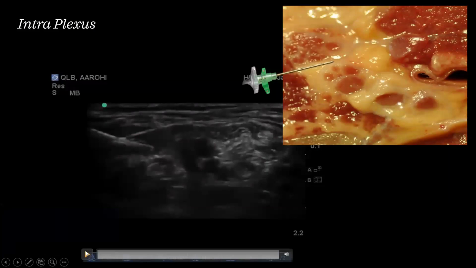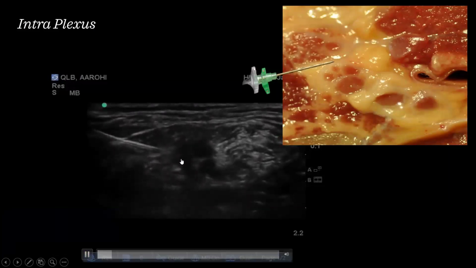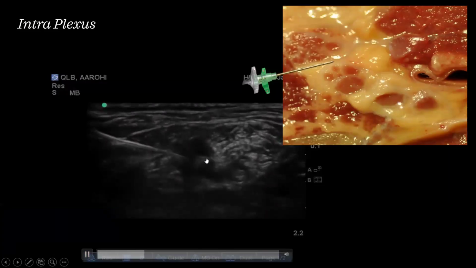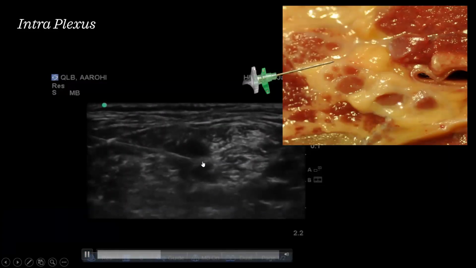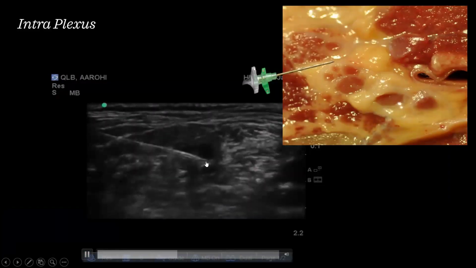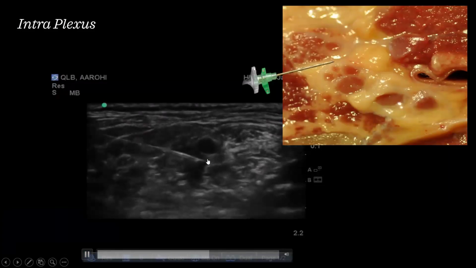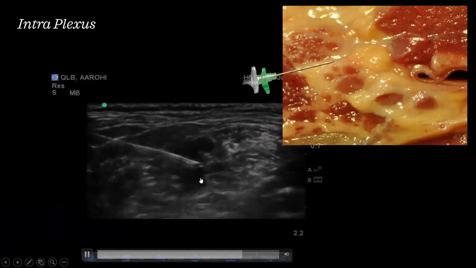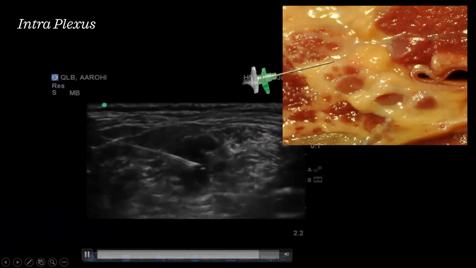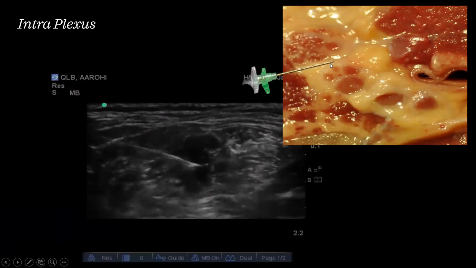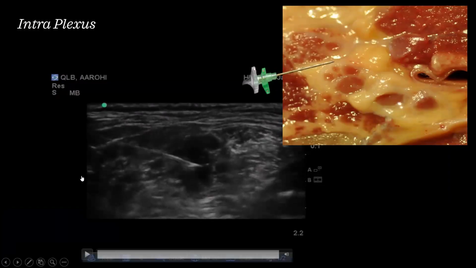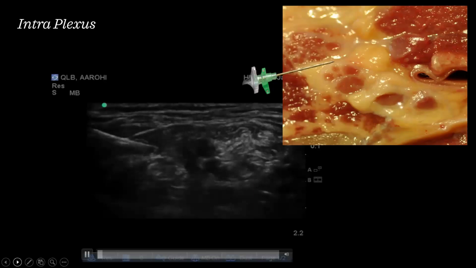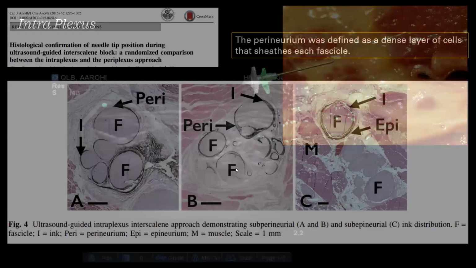Now, this is a video of the intraplexus where the needle is seen here. You can see that there is some hyperechoic structure there where I'm trying to insert my needle. I inject local and I can see the separation of these two, with the drug going more medially as well, and then lateralizing here at this point. So this is the intraplexus, which is not recommended. So what you need to do is give a periplexus block.